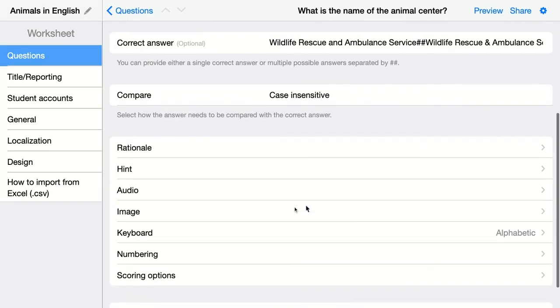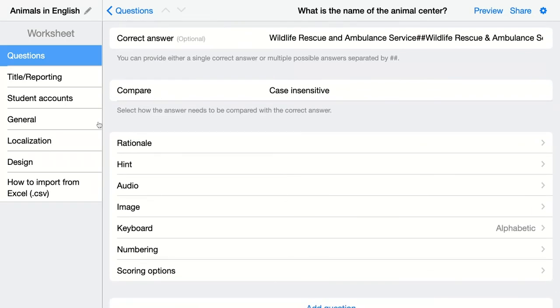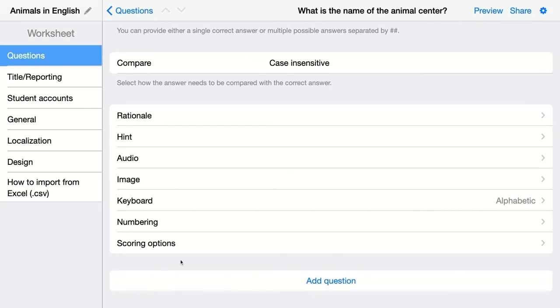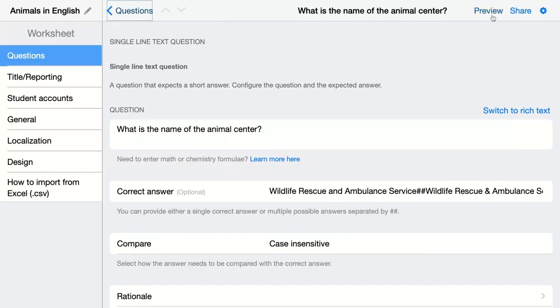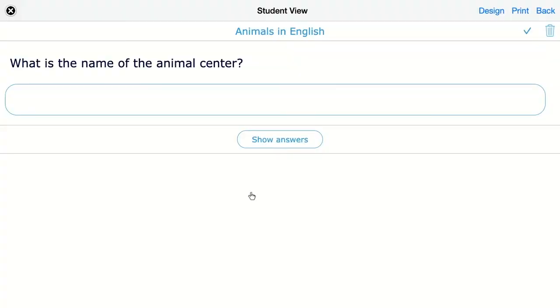When you go down, you have other options as well. So you have the rationale, the hint, audio, image, and of course, important here are the scoring options. So this question will be on 2 points. Then I go to the preview and take a look how this looks like for my students.